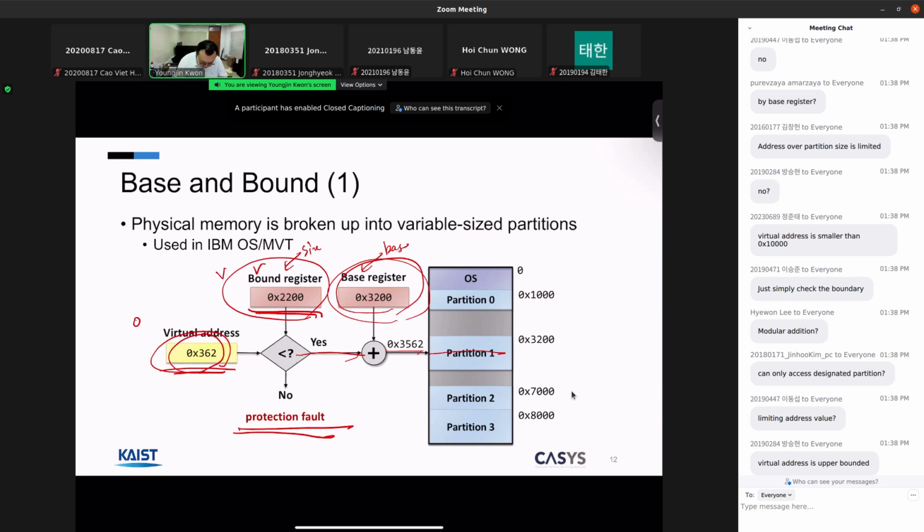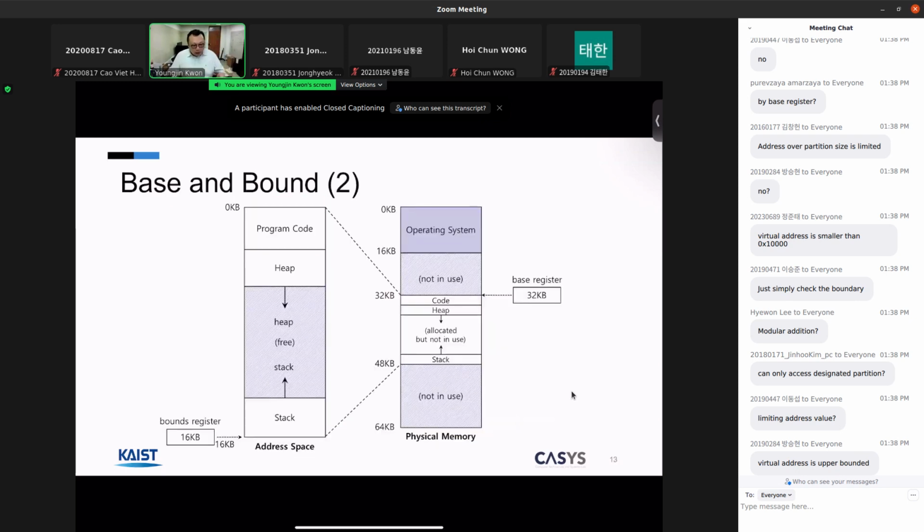Because of this bound register, each partition application has a variable-sized partition. Okay, so that is basic base and bound. Obviously, using base and bound, the application runs in this virtual address space, with a bound register of 16 kilobytes and a base register of 2 kilobytes. That is relocated into the application's physical memory address space.